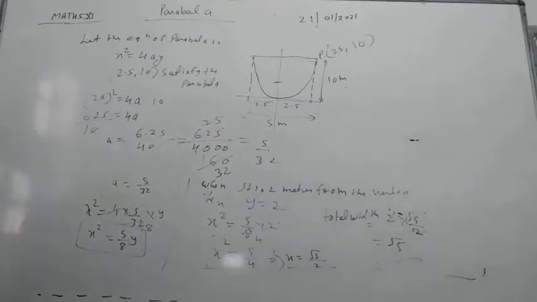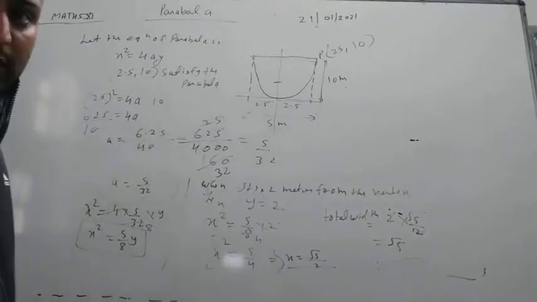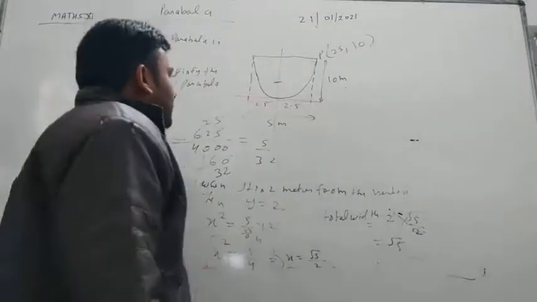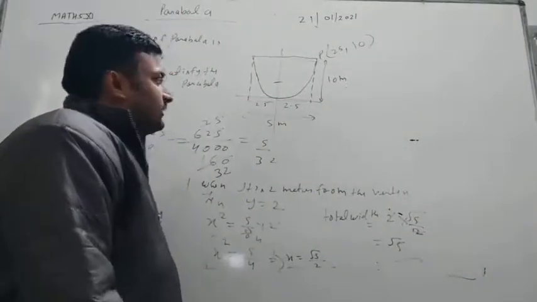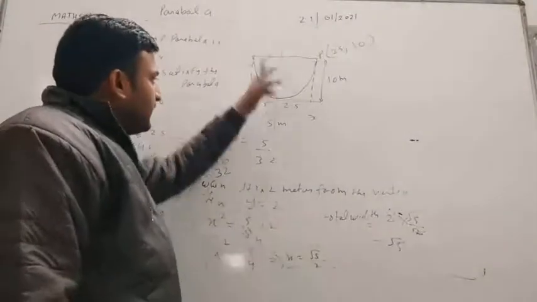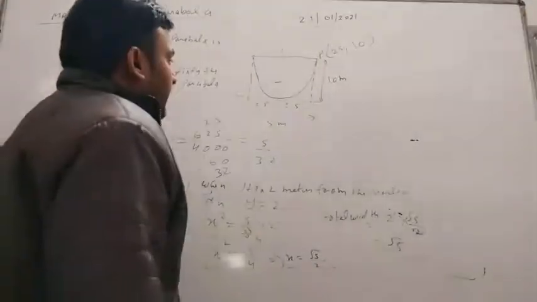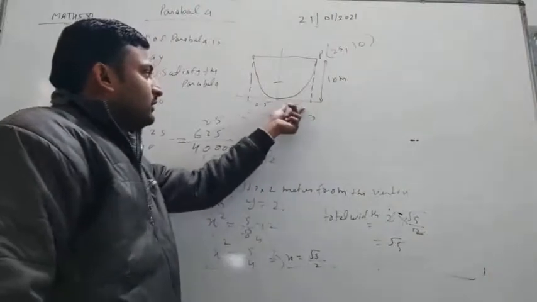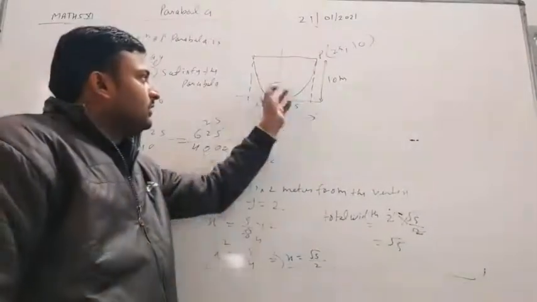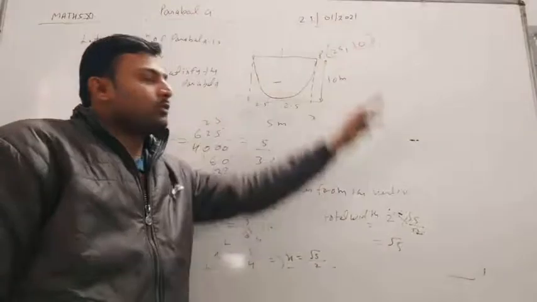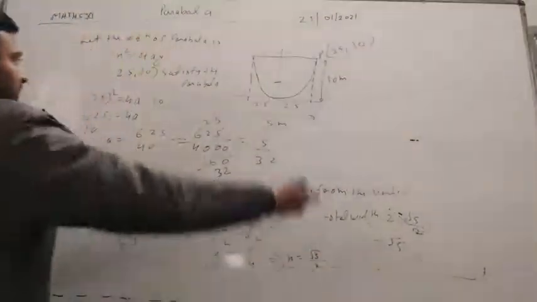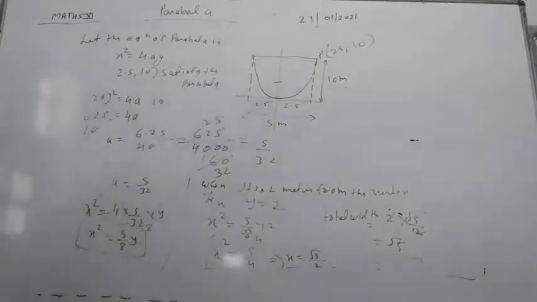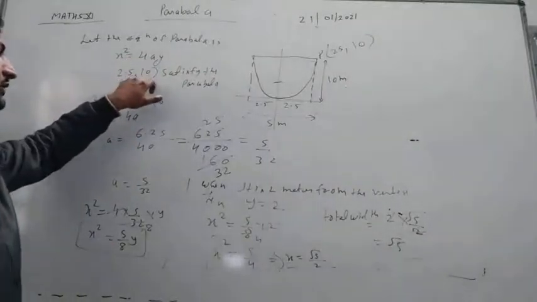Now let's see once again what we have done in this question, students. We are given a parabola which is on the vertical axis. So we have made the parabola like this, and the question says that it is 10 meters high and 5 meters wide. So this is 2.5, this is 2.5. So the point will be (2.5, 10). Now we are supposing the equation of this parabola is x square is equal to 4ay, and this parabola lies on this point.